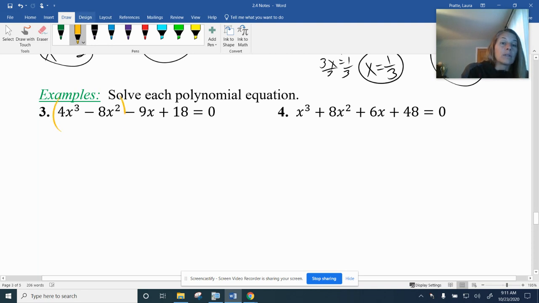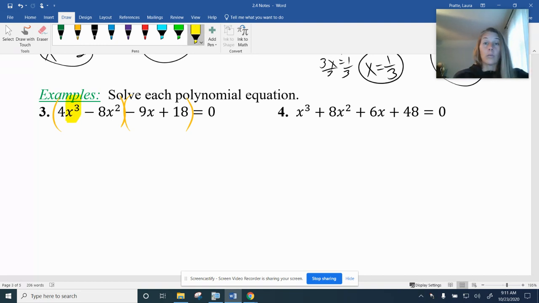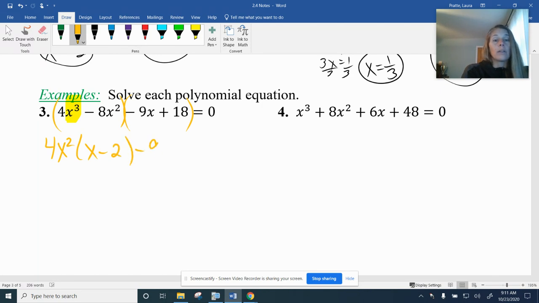All right, so now we're going to do some factoring by grouping, and then we're going to find the solutions. Now this time again, it's a cubic polynomial, so there will be 3 solutions or zeros. That doesn't mean they'll all be real, though. Some could be imaginary. Okay, so first thing I'm going to do here is take out my GCF of 4x squared, and I'm left with x minus 2. On this side, I'm taking out the -9, and I'm left with x minus 2.